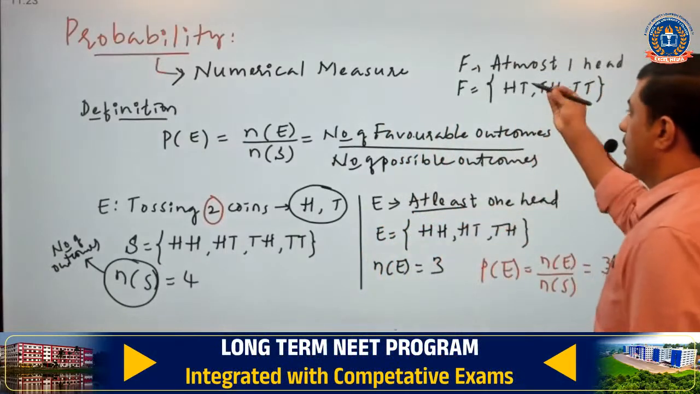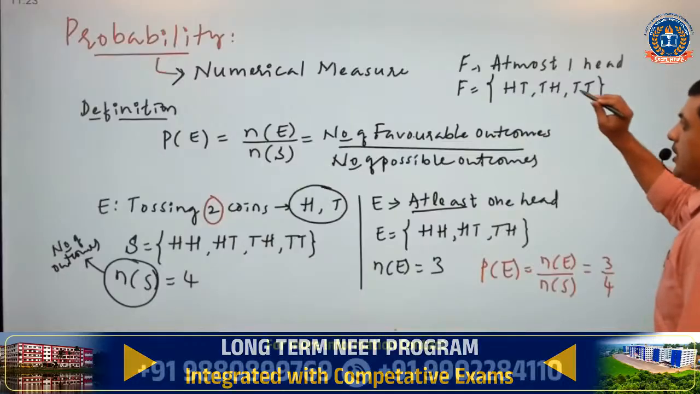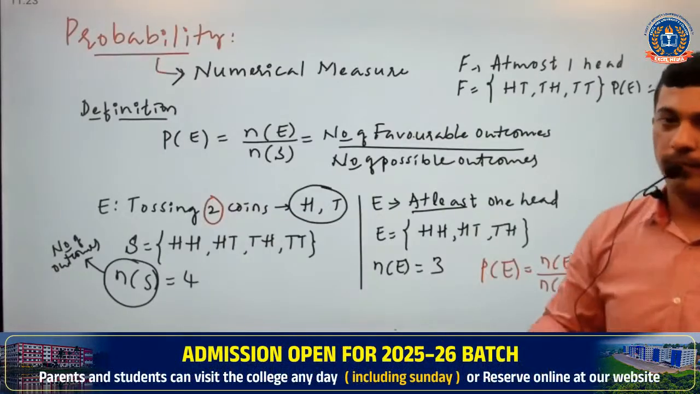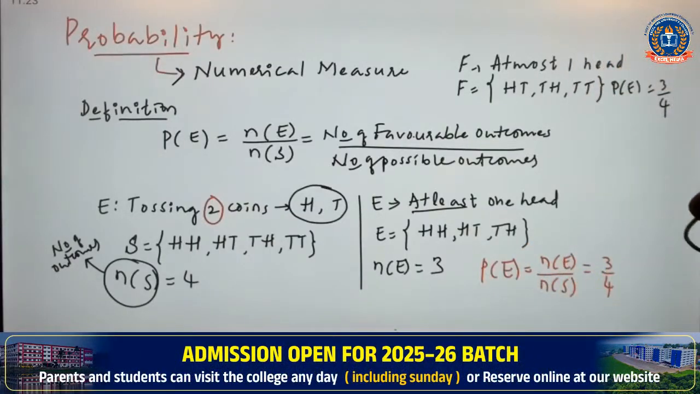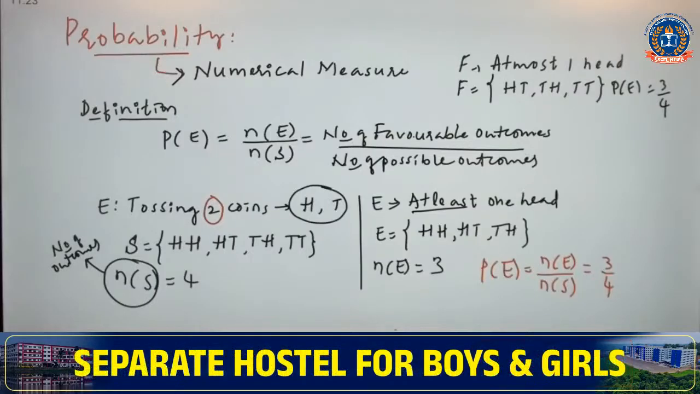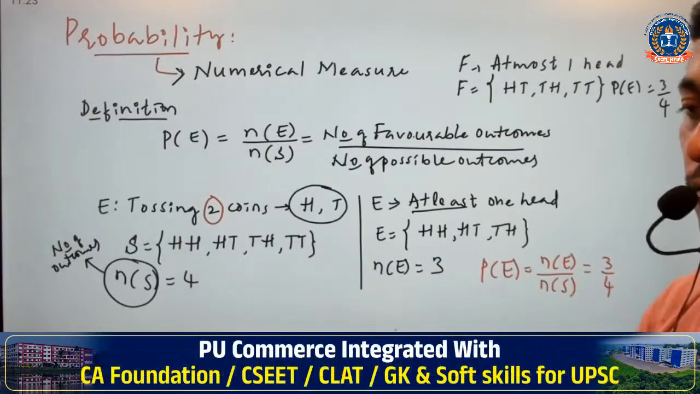So that's why this is HT, TH, TT. So automatically P of E will be again 3/4. Okay. Yeah, at most means maximum, at least means minimum. Yes, not more than 1.